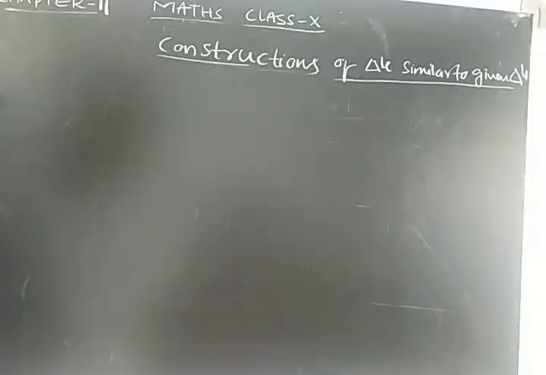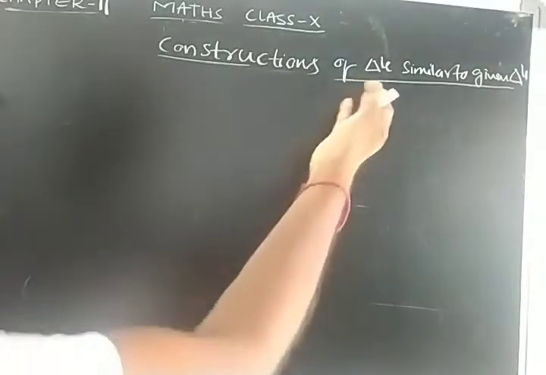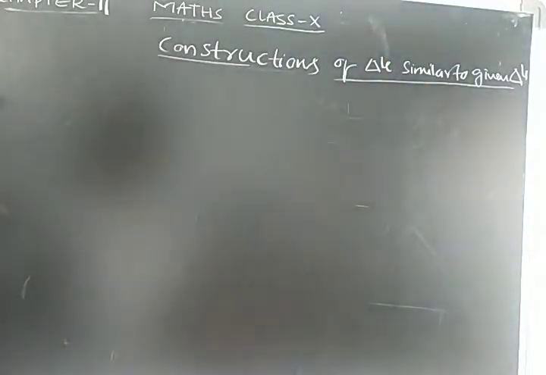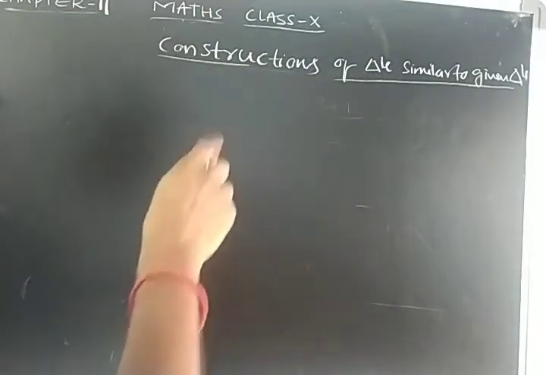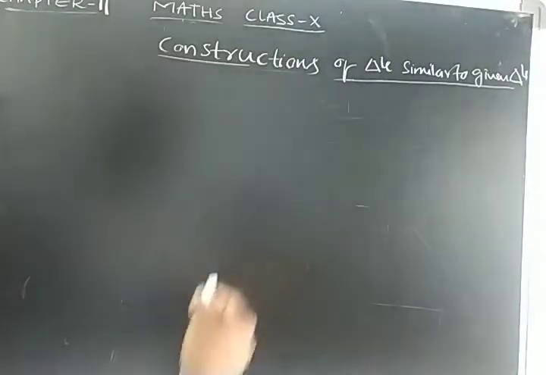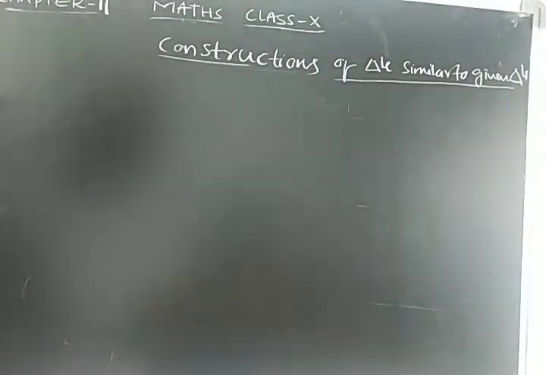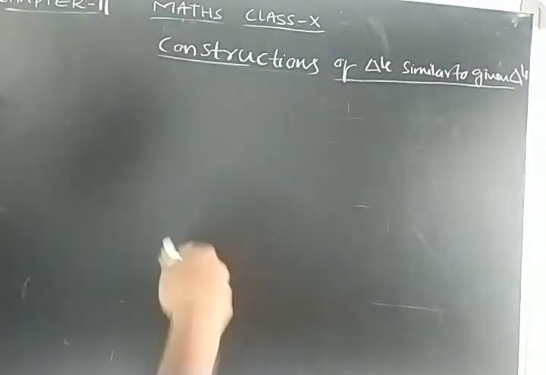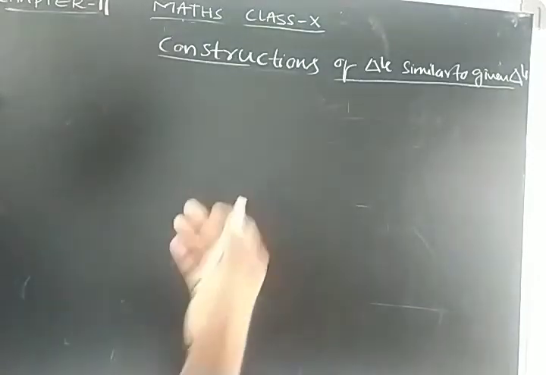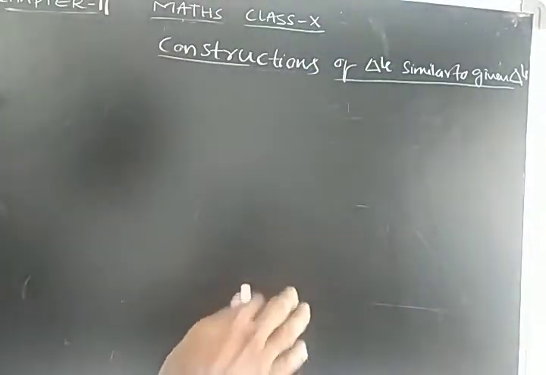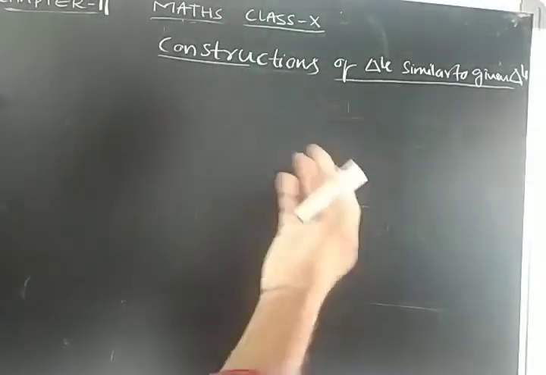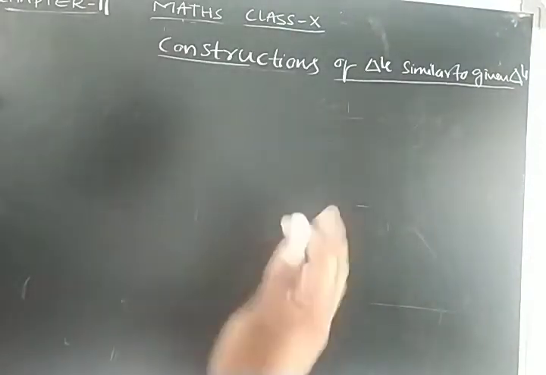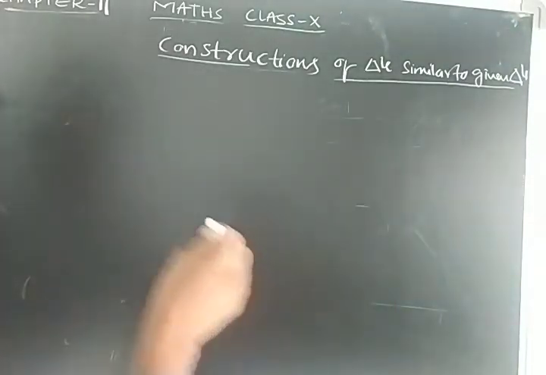Good morning, students. Yesterday we studied how to construct the triangle similar to the given triangle using the scalar factor, where the scalar factor was a proper fraction. Today we are going to study how to construct the similar triangle to the given triangle whose scalar factor is an improper fraction. Proper fraction means the numerator is less than the denominator; improper fraction means the numerator is greater than the denominator, right?